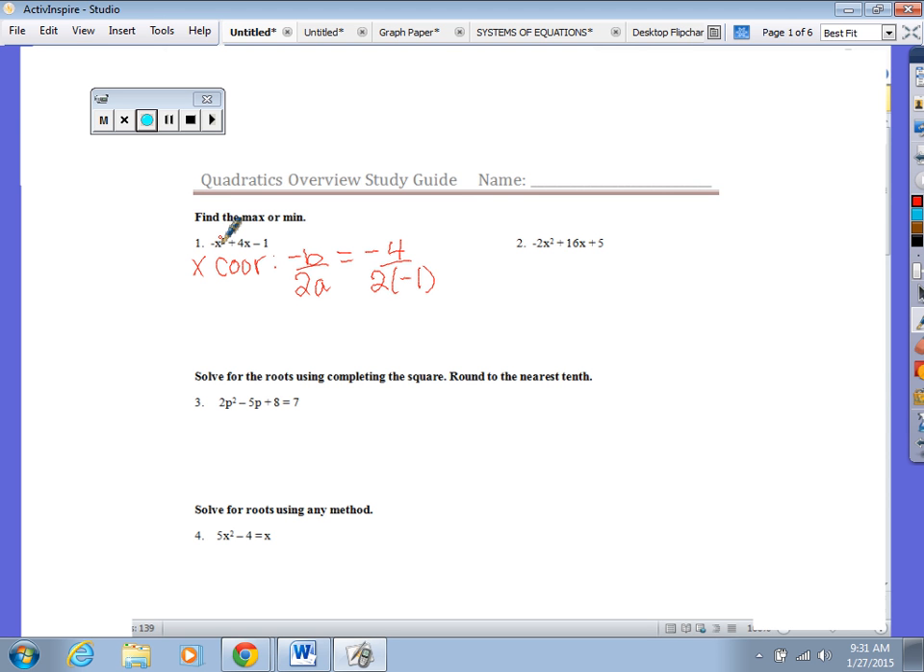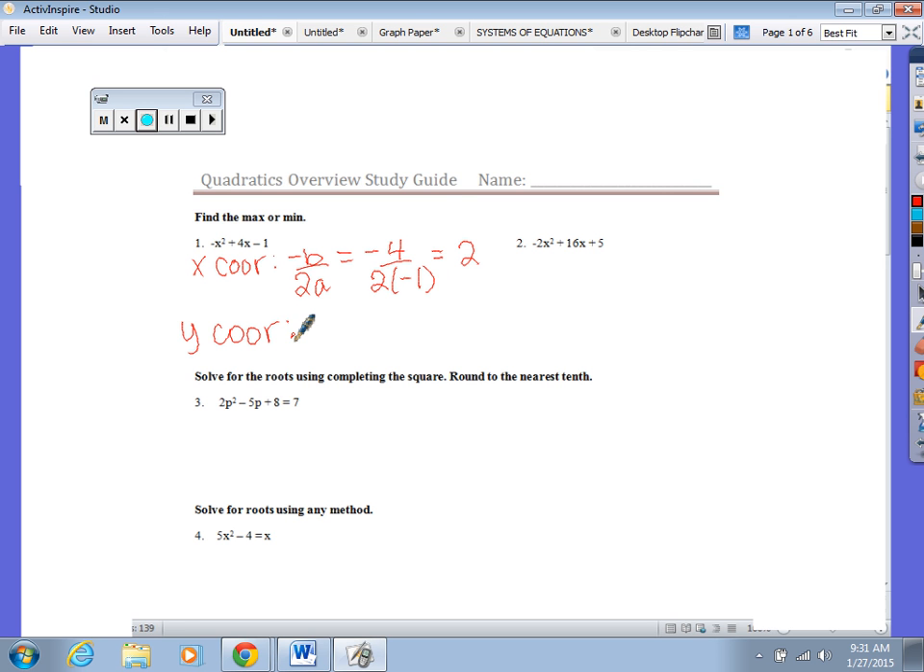Now, make sure, everybody listen carefully. Make sure that when you put this in your calculator, you do not put this in all at once. It will not give you the same answer. You always need to simplify both pieces of your fraction first. So you would say 2 times negative 1 first, and then divide those two numbers. You got it? So what is 2 times negative 1? And what's negative 4 over negative 2? 2. Bam.